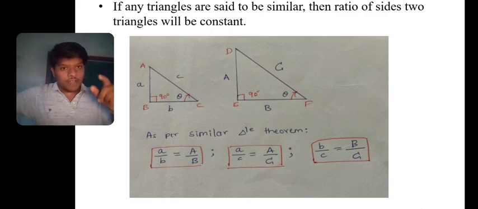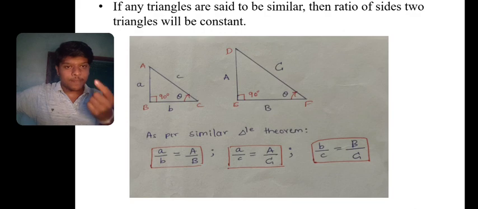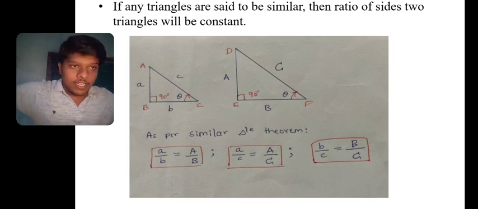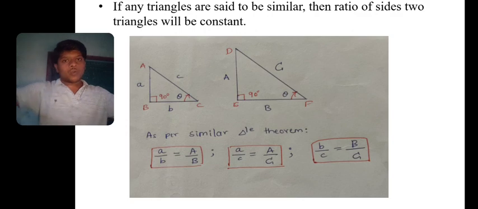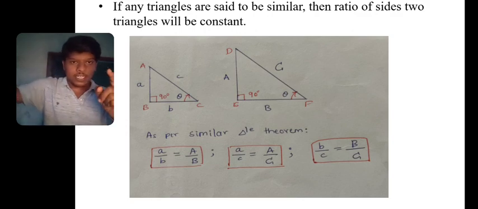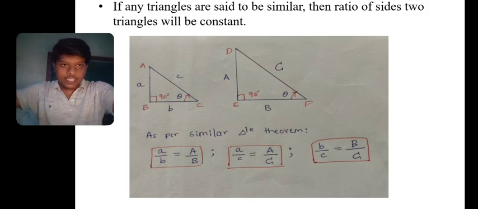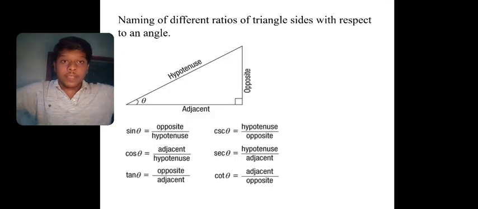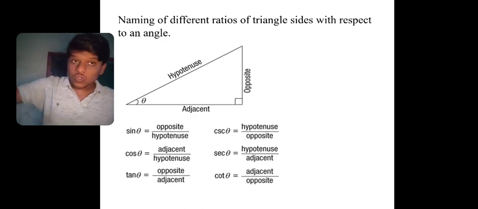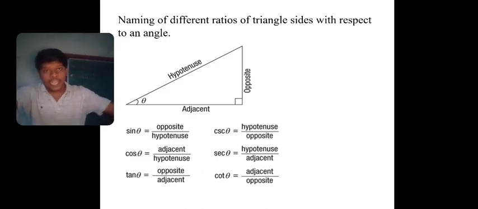Of course, if I take the reciprocal of A by B, means just reverse it. Instead of A by B, if you take B by A, it is also one of the ratios. Similarly, C by A, C by B. So totally 6 ratios I can write with the help of this triangle. Now the next question is, I have to name those ratios. That's the next concept, that is naming of different ratios of triangle sides with respect to an angle.